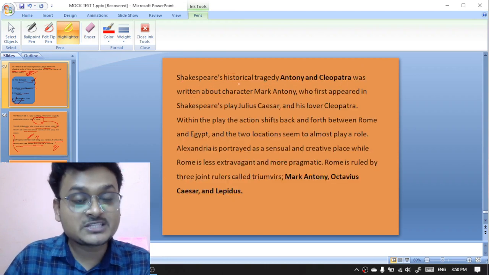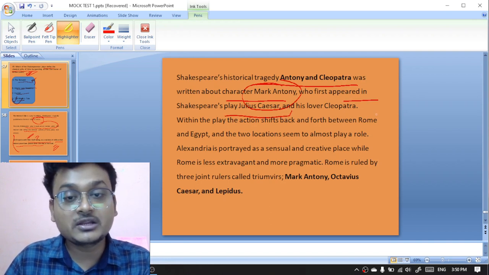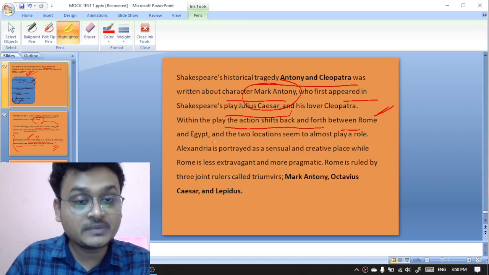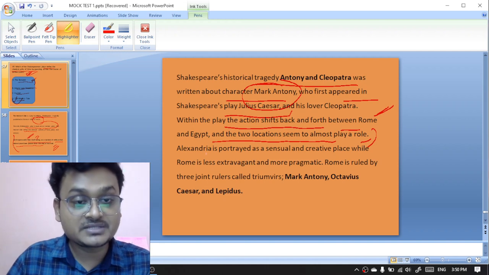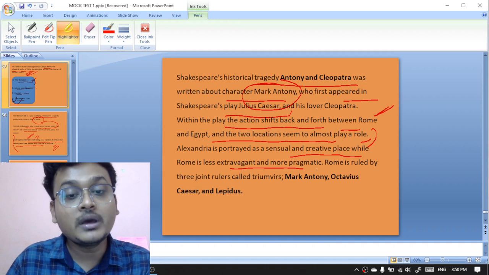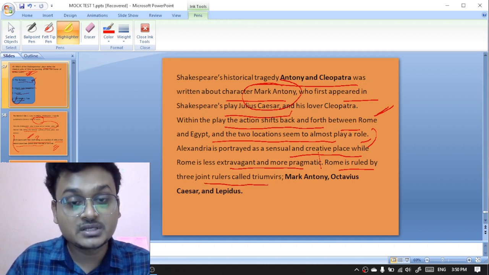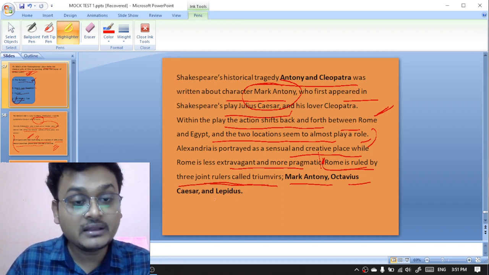Shakespeare's historical tragedy Antony and Cleopatra was written about the character Mark Antony, who first appeared in Shakespeare's play Julius Caesar, and his lover Cleopatra. Within the play, the action shifts back and forth between Rome and Egypt, and the two locations seem almost to play a role in the work. Alexandria is portrayed as the center of extravagance, while Rome is less extravagant and more pragmatic. Rome is ruled by three joint rulers called triumvirs: Mark Antony, Octavius Caesar and Lepidus.